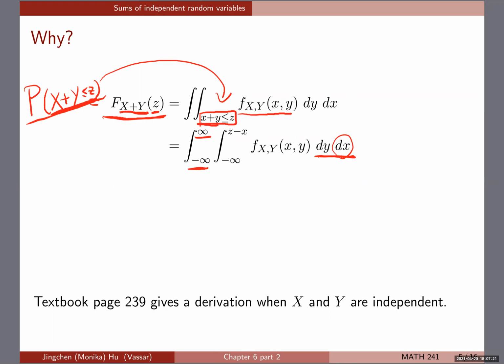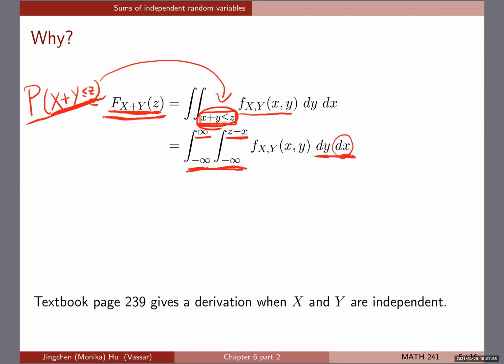Then if you think about the bounds of y, this is another exercise in bounds calculation. We know that y is on the real line, so the smallest it can get is negative infinity. But the upper bound, because it's now related to x, is determined by the fact that x plus y can never be greater than z. So the upper bound becomes z minus x. This is generic x and y, they do not need to be independent, and we're merely using the definition of the CDF, turning it into a double integral of the joint PDF, and then working out the bounds.